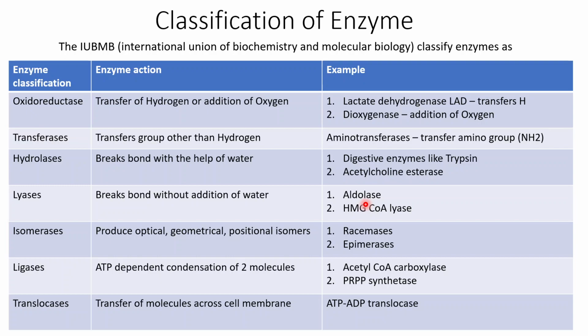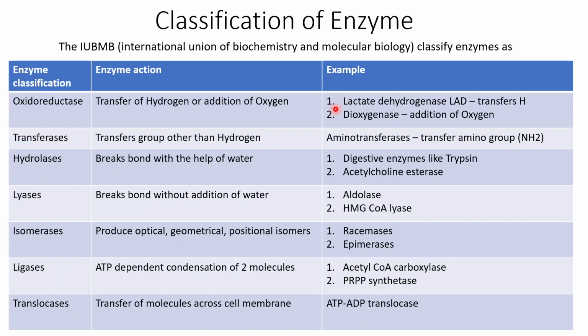Now the classification of enzymes is given by the International Union of Biochemistry and Molecular Biology, and enzymes are classified as follows. The sequence of classification again is very important. So the first one is oxidoreductase. Okay, so as the name suggests, these undergo oxidation reduction reactions. So the enzyme either transfers hydrogen or adds oxygen. So oxidoreductase enzymes either transfer hydrogen or add oxygen. The examples are lactate dehydrogenase, which transfers hydrogen, or dioxygenase, which helps by addition of oxygen.